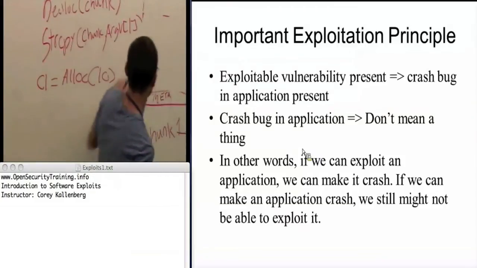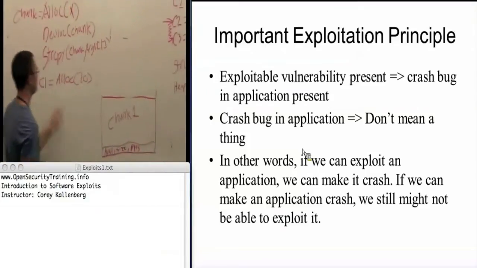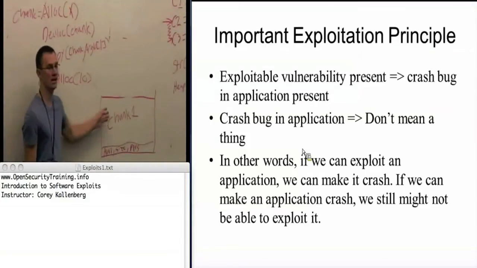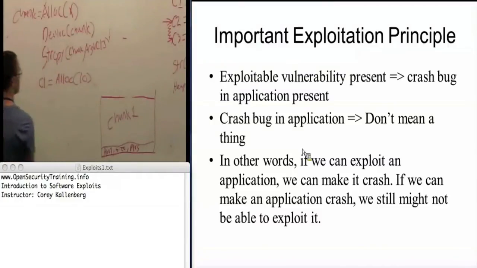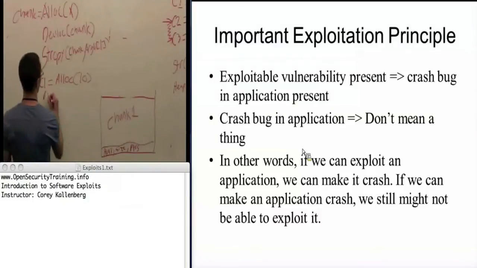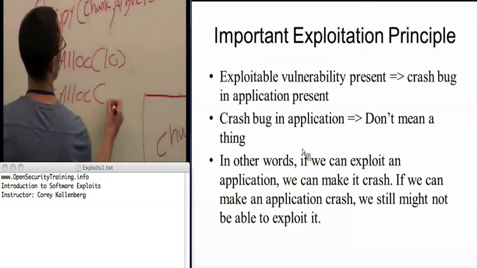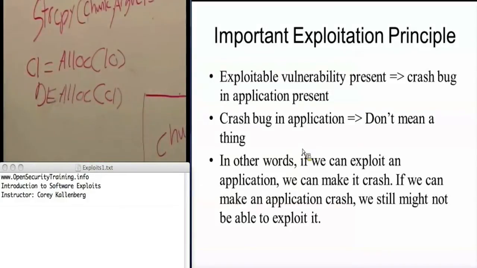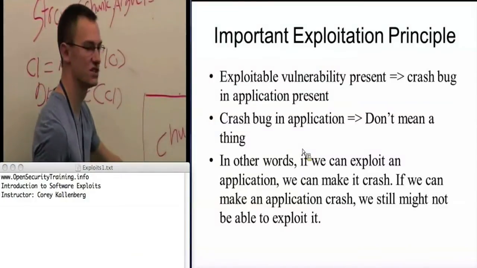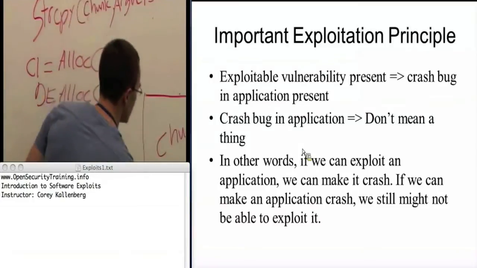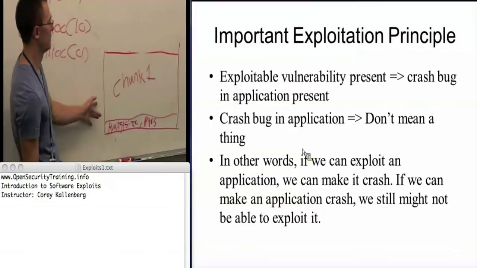So in alloc user, I do C1 equals alloc 10 bytes. This is what my heap looks like. We all follow that, right? Make sense? Then I do dalloc 1. My heap at this point still looks like this, except a bit is set in here to say this is now available. Available equals 1. And it's on the linked list now too. Okay? So this is what my heap looks like.